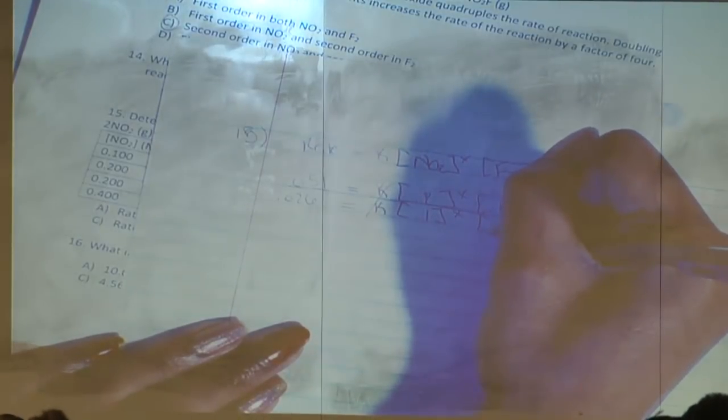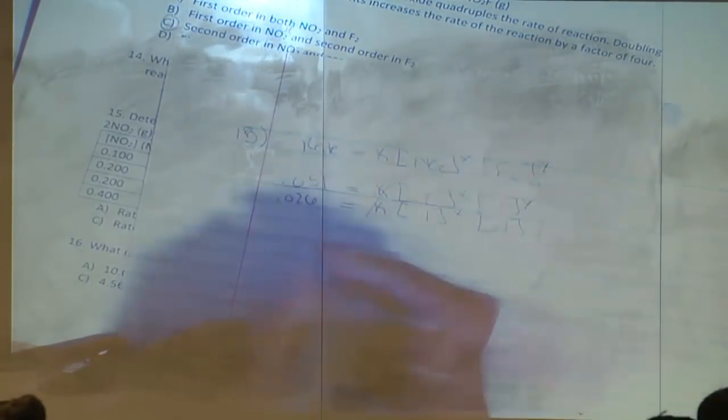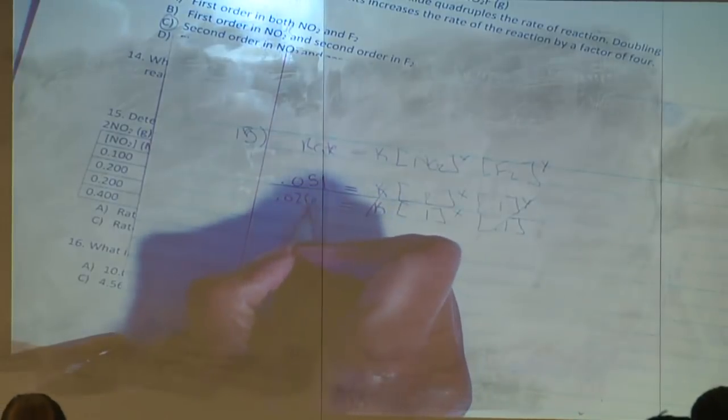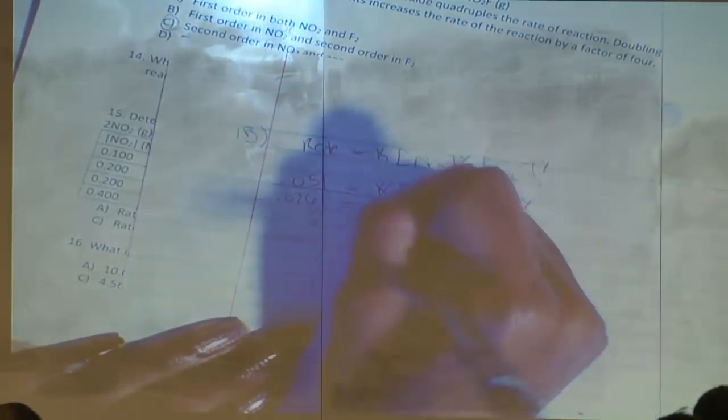So I'm going to cancel out the K's. I'm going to cancel out F2 because the concentration is exactly the same, so the order doesn't matter yet. Now we're going to divide 0.051 by 0.026, and we don't get exactly 2, we get approximately 2, which is close enough. So 2 equals 0.2 divided by 0.1 to the x, which is 2 to the x. So you get 2 equals 2 to the x. That means x is 1. So we know NO2 is first order.